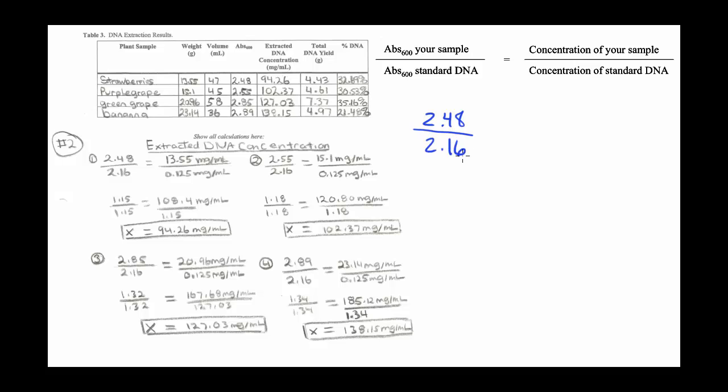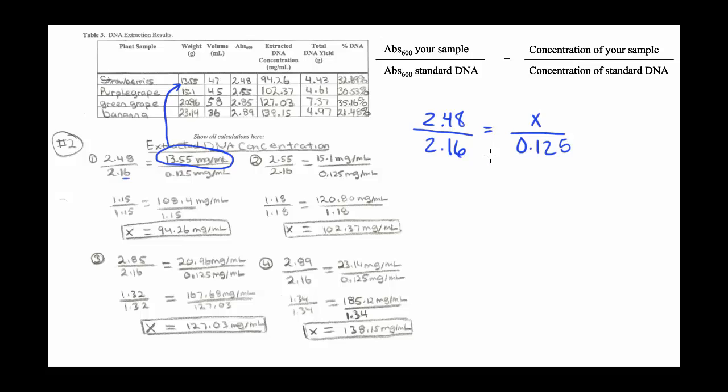So 2.16 is what you indicate right here, so I'm going to go with that. And we're going to set that equal to the concentration of your sample. And now that is your unknown. So that is actually your X. And then on the bottom is going to be the concentration of the standard DNA, which I'm seeing here is 0.125. So if I look over here at yours, I see that you put the weight of the sample there where probably you should have had your X.